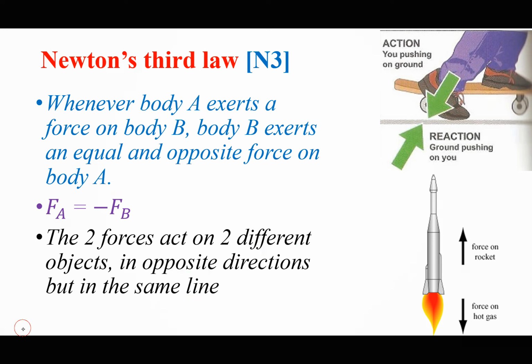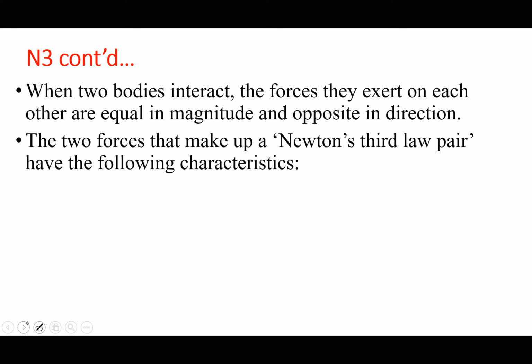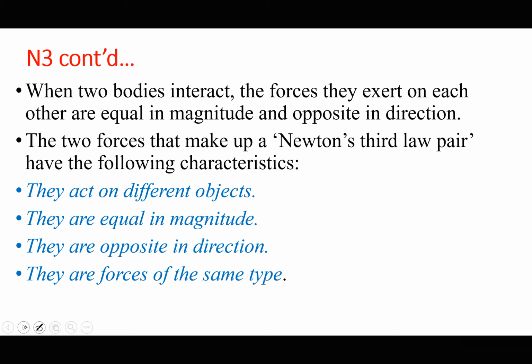Because this law is very important, we have to give more illustrations. So when two bodies interact, the forces they exert on each other are equal in magnitude and in opposite directions. The two forces that make up a Newton's third law pair have the following characteristics. Number one, the two forces act on different objects. They don't act on the same object. Number two, they are equal in magnitude. Number three, they act in opposite directions. And finally, these forces must be of the same kind, the same type.